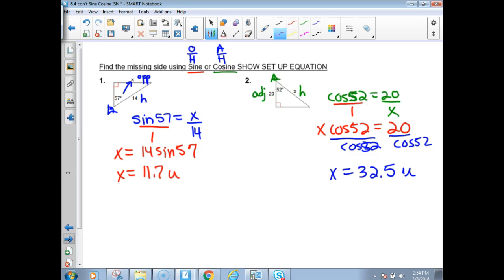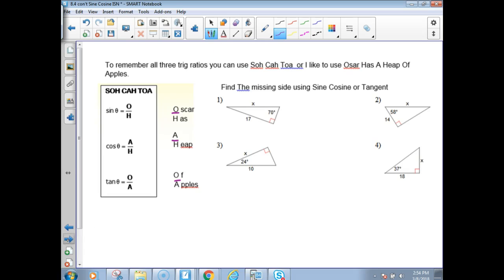All right, so then on the ISN, again, this is a list of what we need to know. To remember all three trig ratios, you can use SOHCAHTOA, or I like to use Oscar has a heap of apples. Okay, there they are. And then we're going to do some more examples right now.